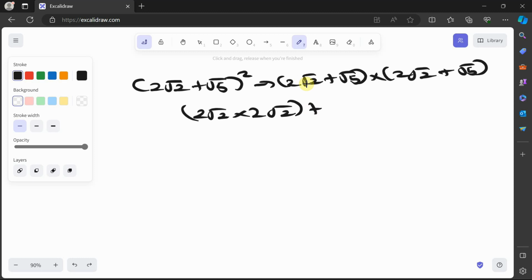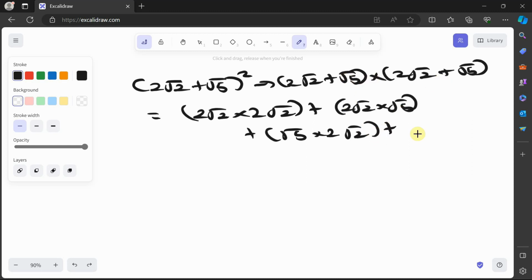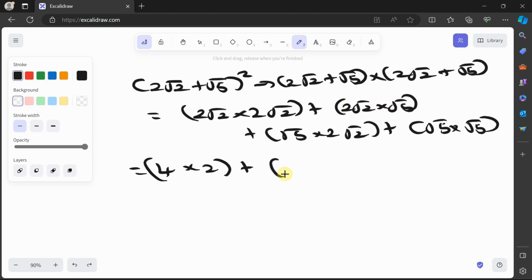Plus, this guy will also multiply this guy. This will be 2 root 2 times root 5. Plus, because of space, root 5 times 2 root 2. Plus, root 5 times root 5. So let's now simplify. 2 times 2 will give me 4. So this is 4 times, root 2 times root 2 is 2. No problem. 2 times 1, I mean, you know where the 1 is coming from, is 2. Times root 2 times root 5.